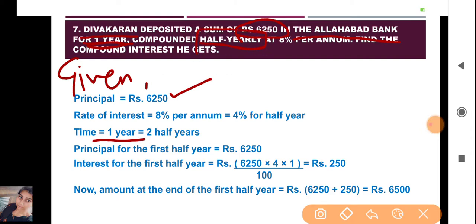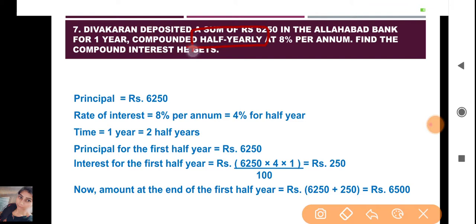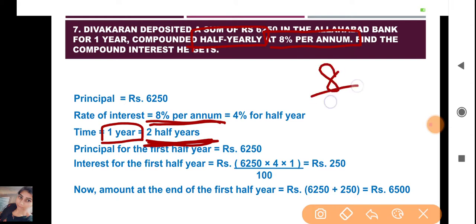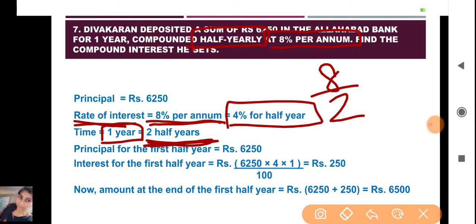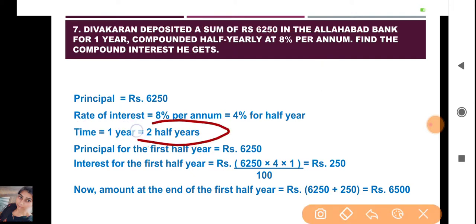Compounded half yearly. You have to read this line properly. Half yearly. So 1 year means what? 2 half years, because 1 year has 2 six-month periods. Half year means 6 months. So in 1 year we have 2 times 6 months. So 2 half years. 8% per annum. So the rate of interest is 8% per annum, which means after every 6 months it will be divided by 2. So 8 by 2, that is 4% per half year. So this is my rate of interest, and this you have to consider now. My time is this one and my rate of interest is this one. We need to find out the compound interest he gets.